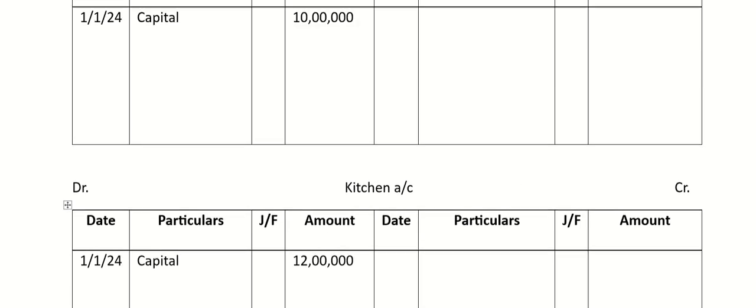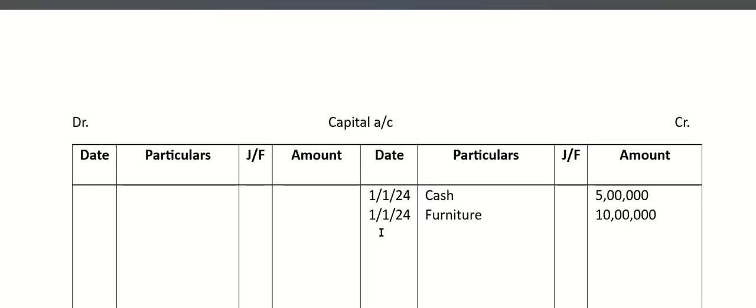20 lakh. And here the same thing would happen on 1/1/24. How much? Sorry, for what? It was kitchen equipment. And the amount was 12 lakh.